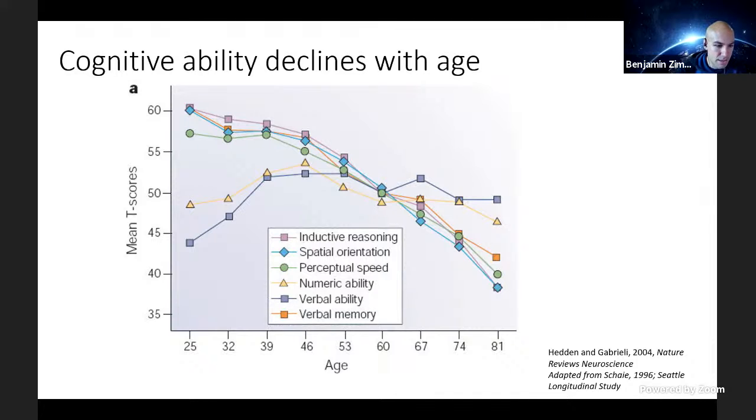And I'm going to get a little pointer here. Okay, hopefully you can see my pointer. This T-score thing, this is just a way to standardize scores across different items so that we can use the same y-axis for all of these different types of cognitive domains.